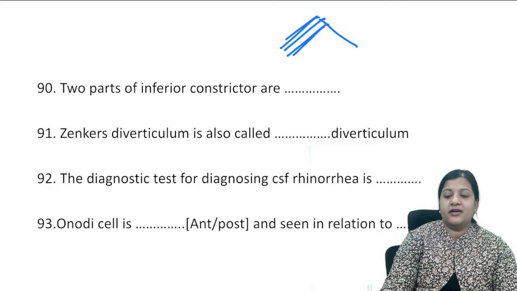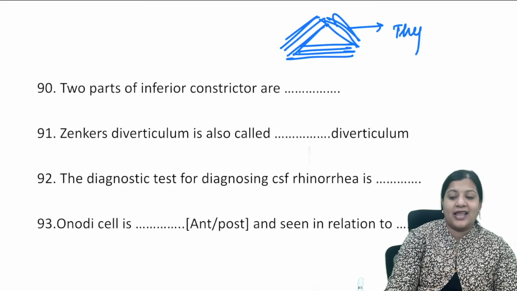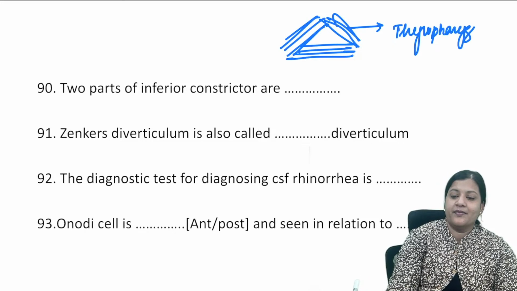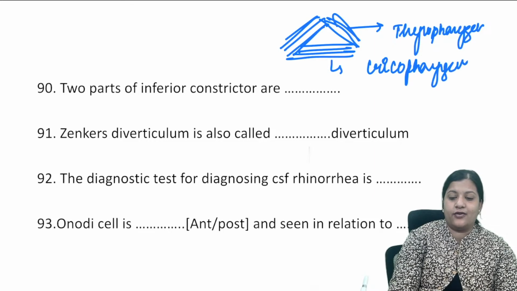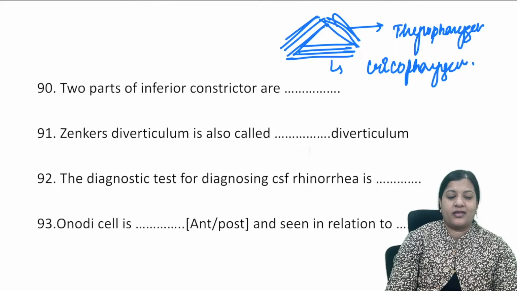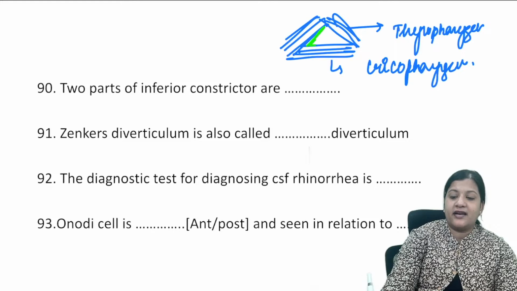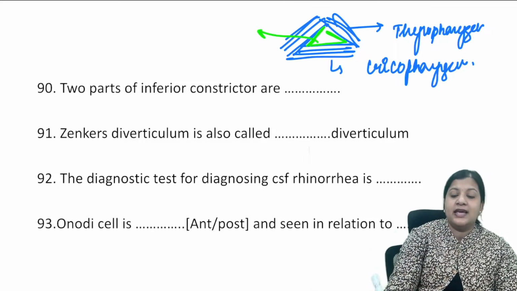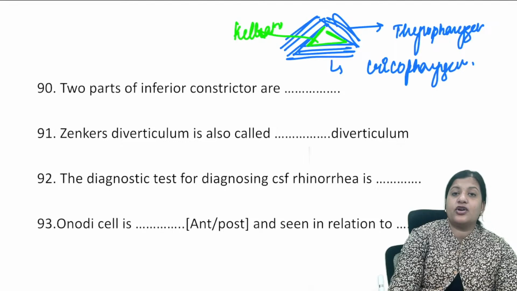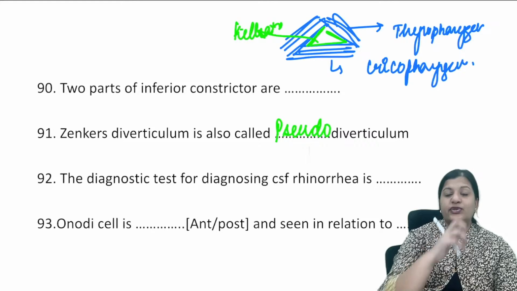We have oblique fibers and we have horizontal fibers of inferior constrictor. Oblique fibers are of thyropharyngeus and horizontal fibers are of cricopharyngeus. Very good. Zenker's diverticulum is also called a true diverticulum or a pseudo diverticulum. See, whenever we have this triangular area of dehiscence, we call this Killian's dehiscence. And if there is outpouching of mucosa, we call it Zenker's diverticulum. It's not a true diverticulum, it's a pseudo diverticulum.